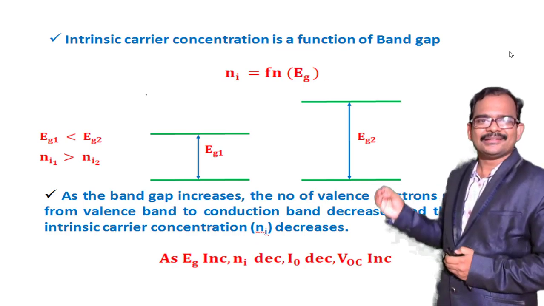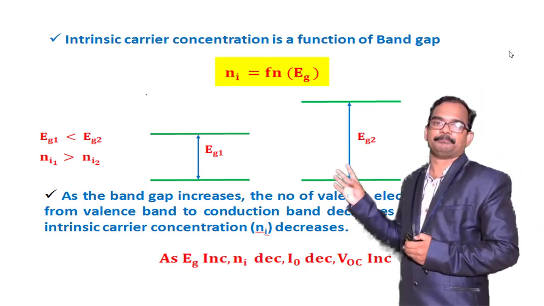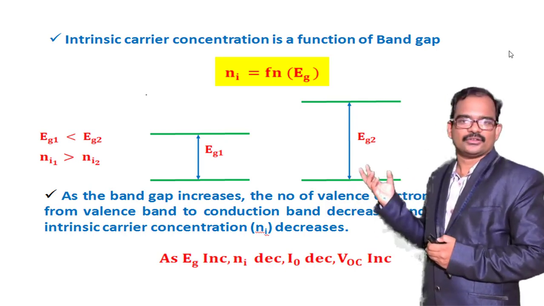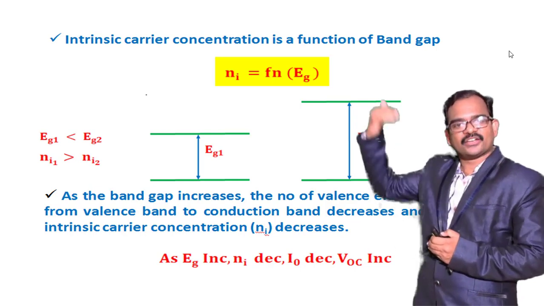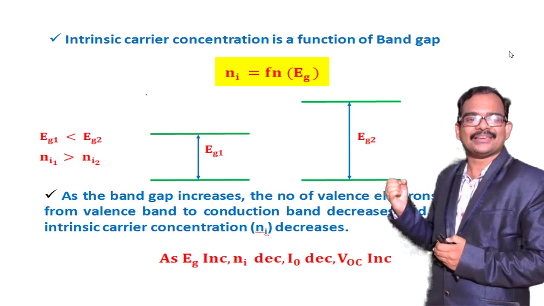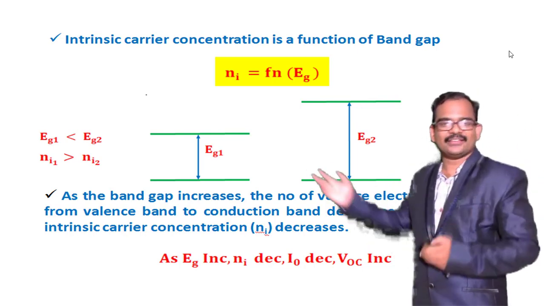Right. So intrinsic carrier concentration is a function of band gap. As the band gap increases, the number of valence electrons moving from the valence band to the conduction band decreases, and thereby intrinsic carrier concentration decreases. Right. You can see an example here.